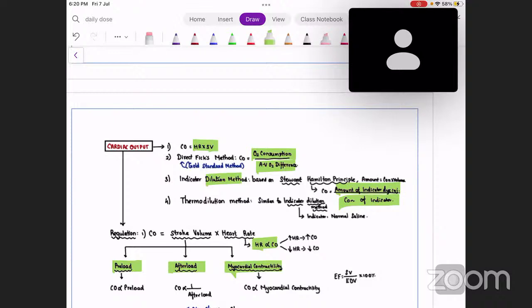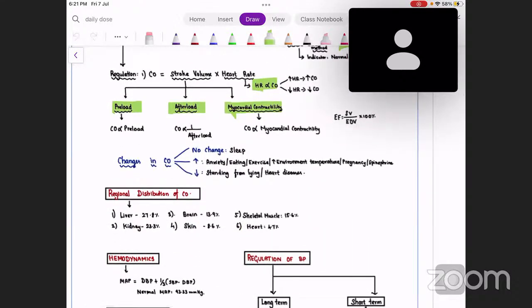So four methods we calculate cardiac output, people. What are they? Cardiac output is the normal formula, heart rate into stroke volume. Fick method, O2 consumption divided by arteriovenous O2 difference. And the indicator dilution method, also known as Stewart-Hamilton method. How are we producing it? Amount of indicator dye injected divided by concentration of indicator. Then thermodilution method, similar to indicator dilution method. Okay, clear about that?